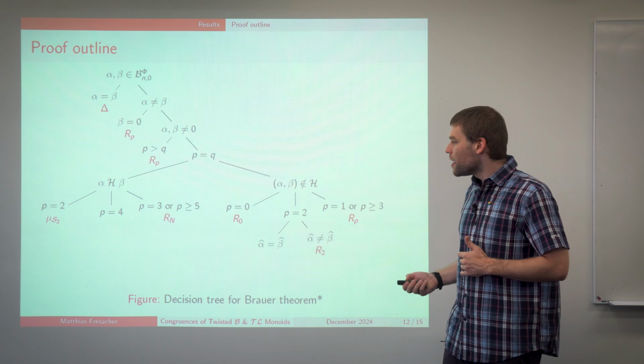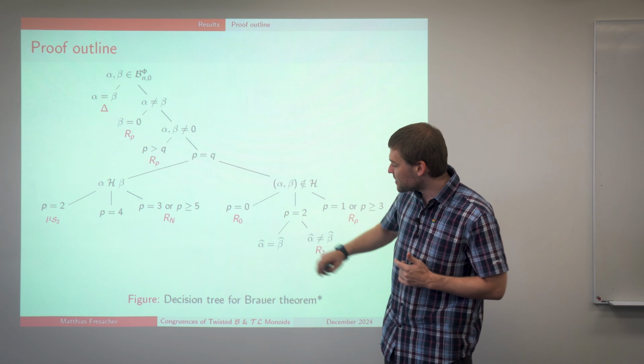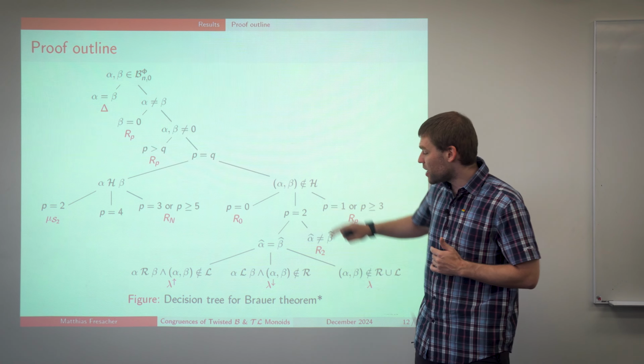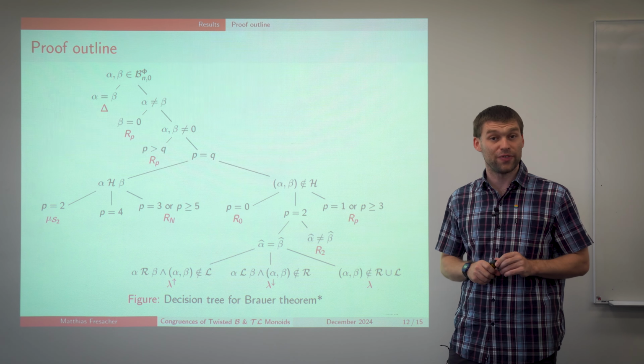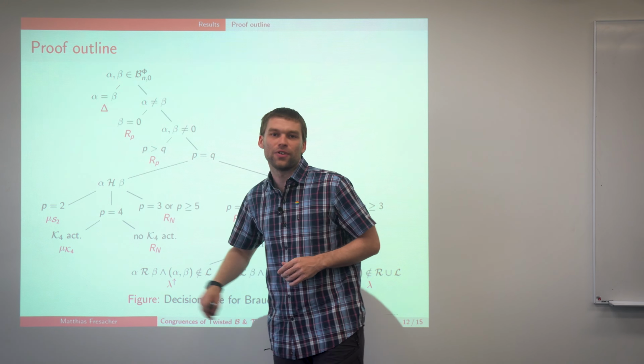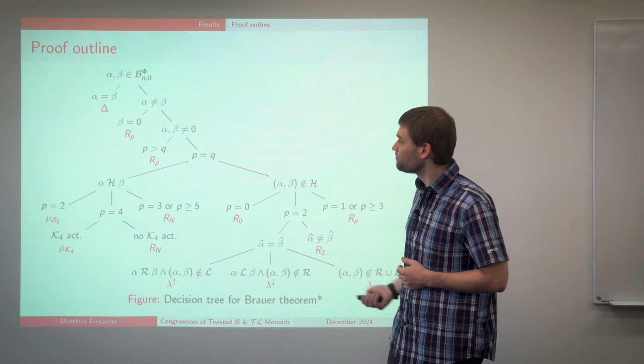And over here we need to check if their hats are the same, because if they are, why exactly are they not H related? That will tell us which flavor of the lambda congruence we're going to get. And over here we need to take care of the Klein four action.